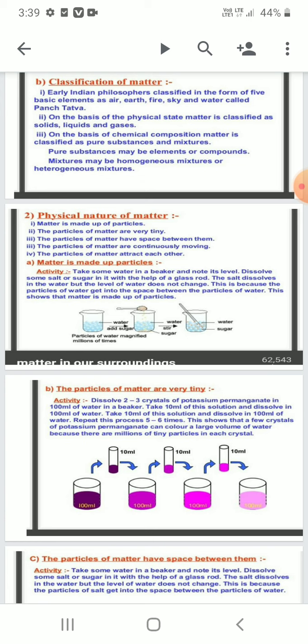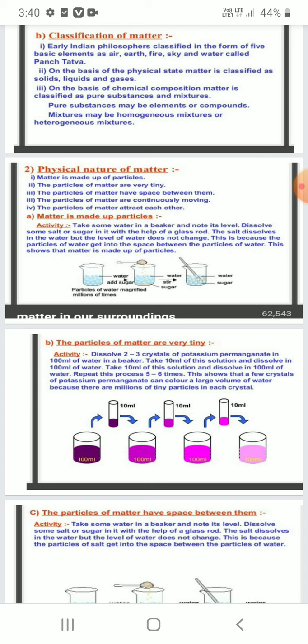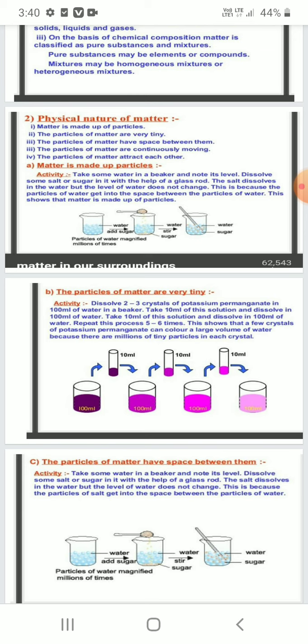In the beaker we have water, to which we add sugar or salt and dissolve it. While adding the sugar we marked the level of water in the beaker, and at the end, after dissolving the sugar, the level of water remains the same. This shows that matter is made up of particles. This is one of the important activities usually asked in exams. They may ask questions like give reason.